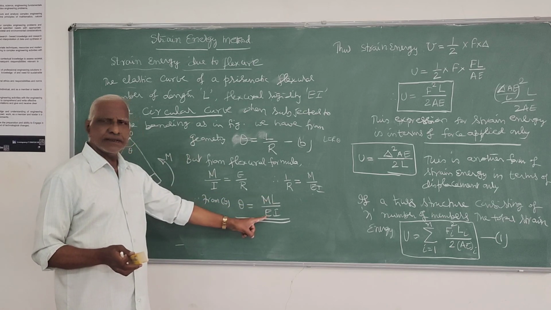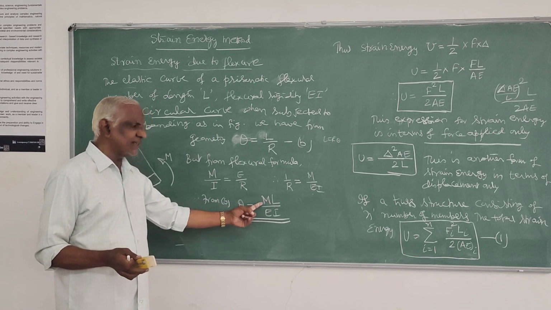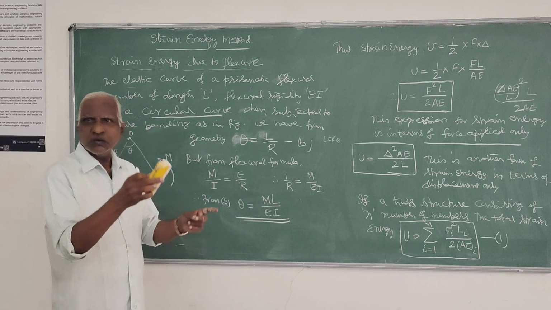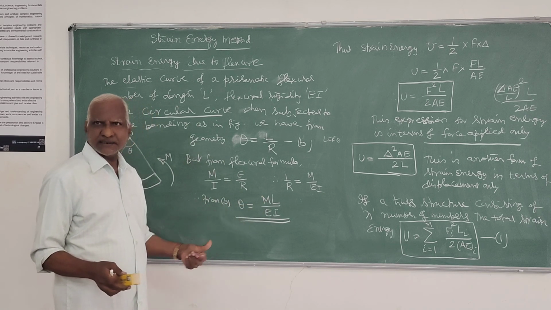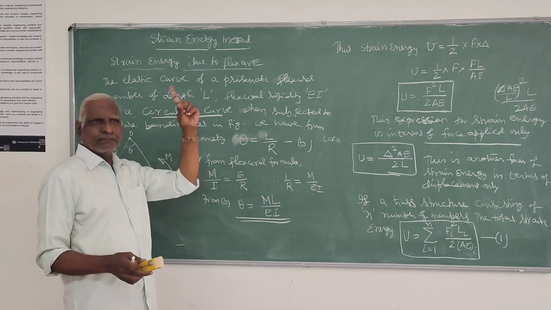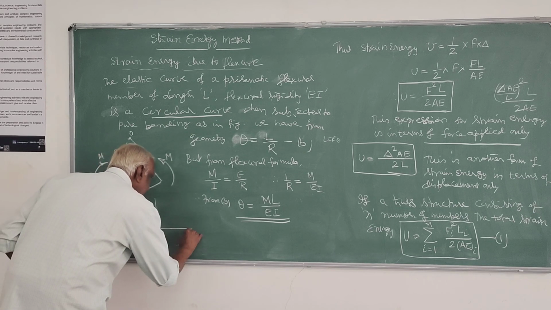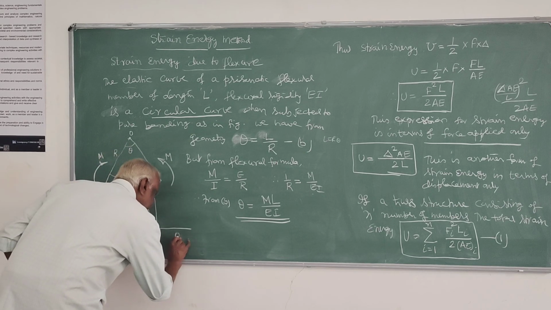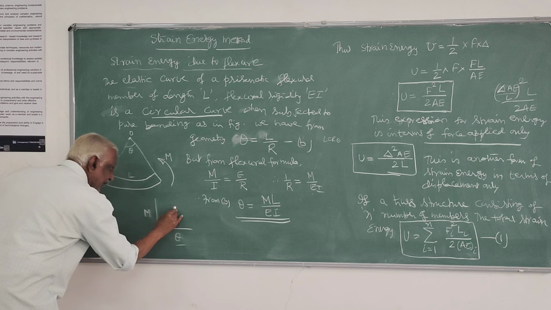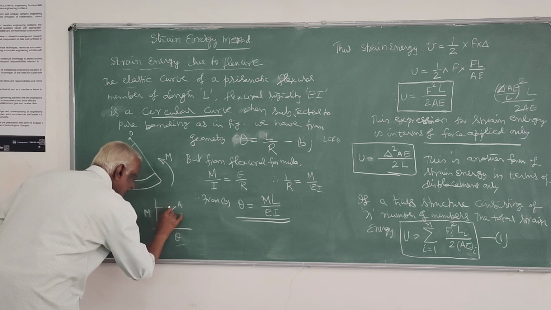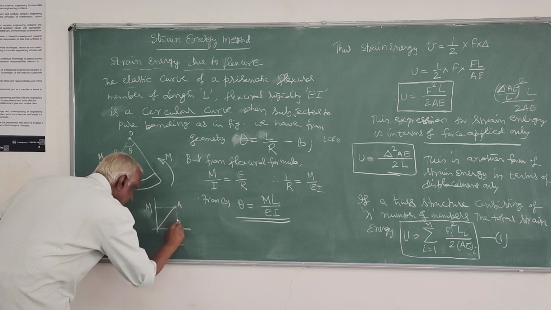So L and EI are constants. Therefore, theta is some constant into M; that is, theta is proportional to M. If you plot a curve of M versus theta, as there we plotted the curve of P versus delta, since L and EI are constant, it has to be a straight line, a linear variation. It has the value of M here and the corresponding value theta here.